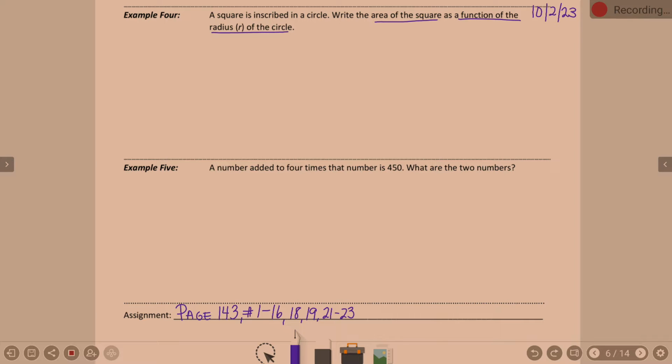A square inscribed inside a circle means what? The square is inside a circle. Officially, inscribed would mean that each vertex of the square is touching the circle. Yes, that's the technical definition, whether we draw it that way or not.